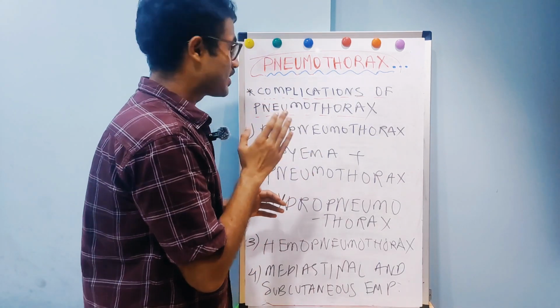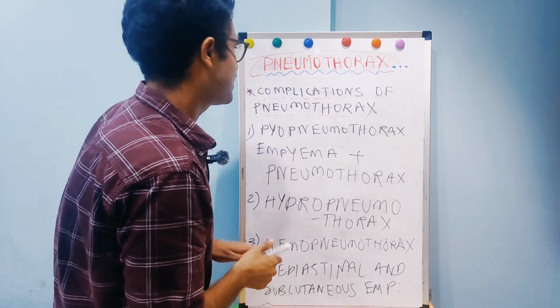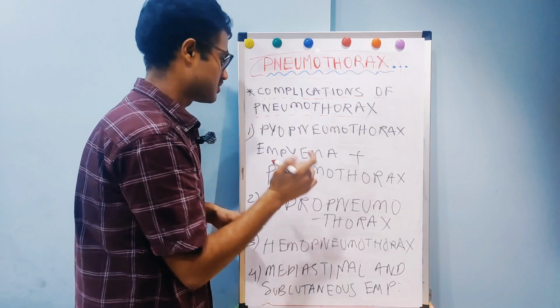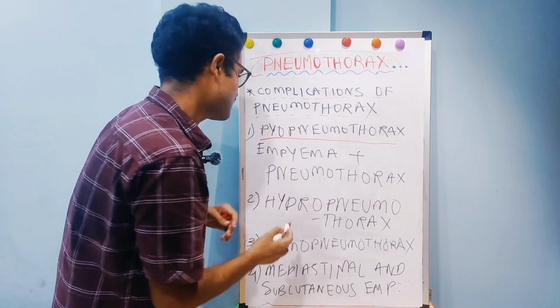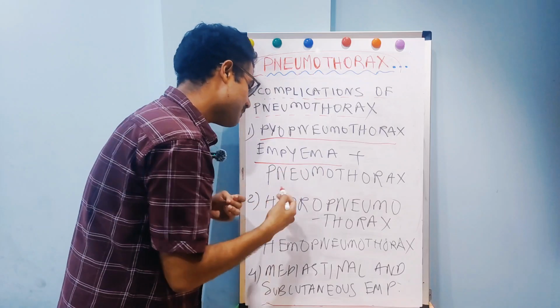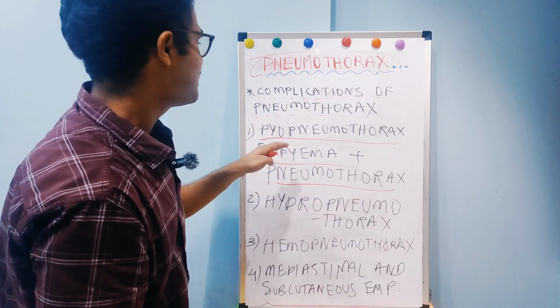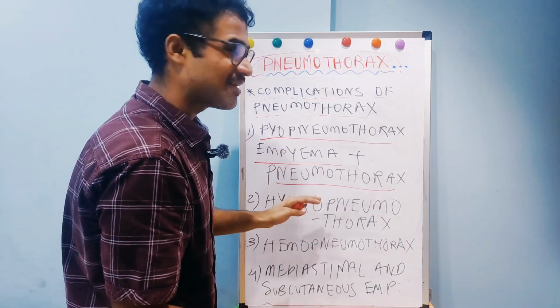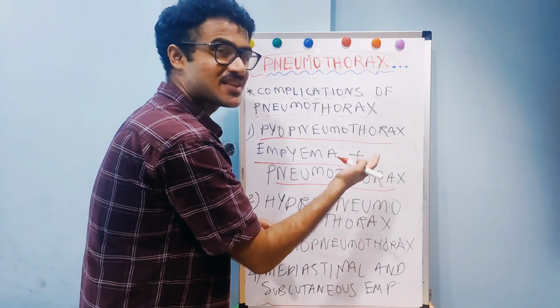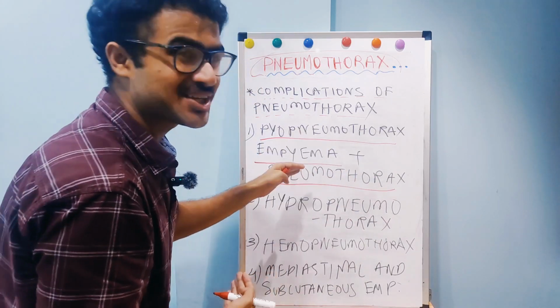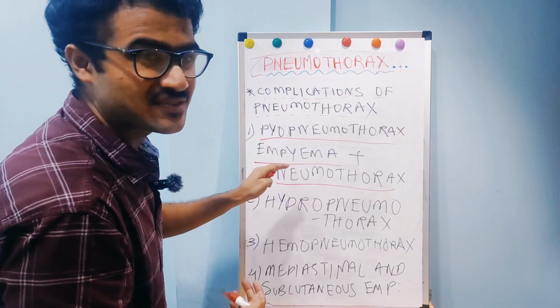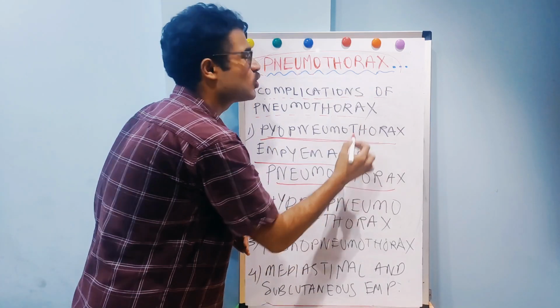So now I would be talking about complications of pneumothorax. So there are 4 complications. First is the pyopneumothorax. From the name you can see it is empyema plus pneumothorax. Empyema means there is pus accumulation in the pleural cavity, and pneumothorax means there is air or gas in the pleural cavity. So basically it is a combination of empyema plus pneumothorax, it denotes pyopneumothorax.